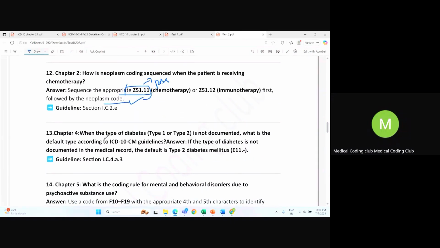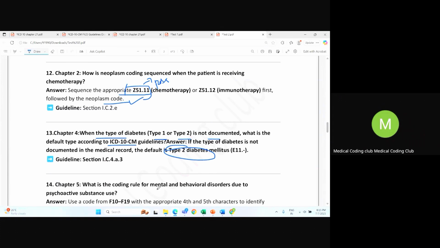When the type of diabetes, whether type 1 or type 2, is not documented, what is the default type of coding? Type 2, ma'am. Okay, when they don't say the patient has type 1 or type 2 diabetes, but simply say the patient has diabetes, in this case you should only code type 2 diabetes.